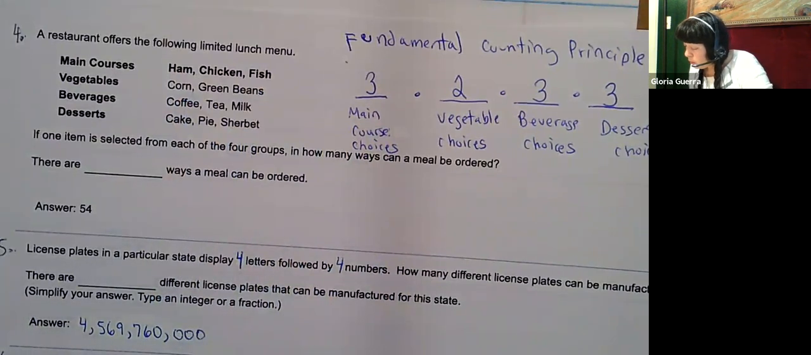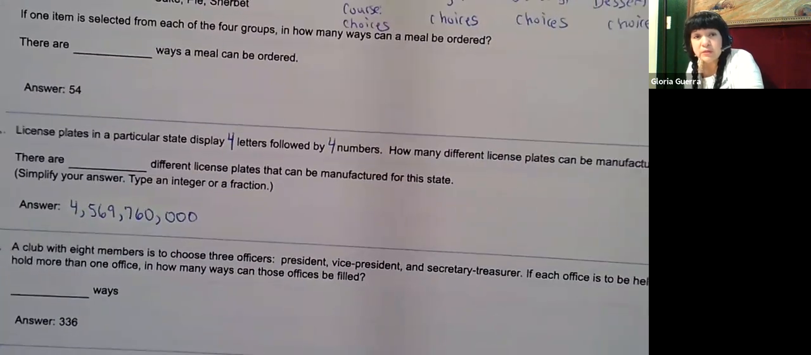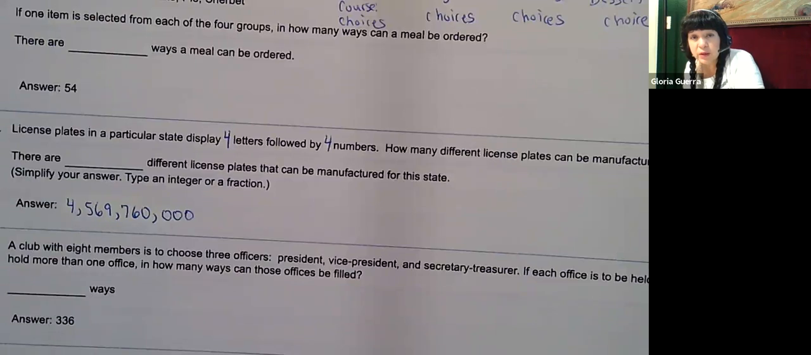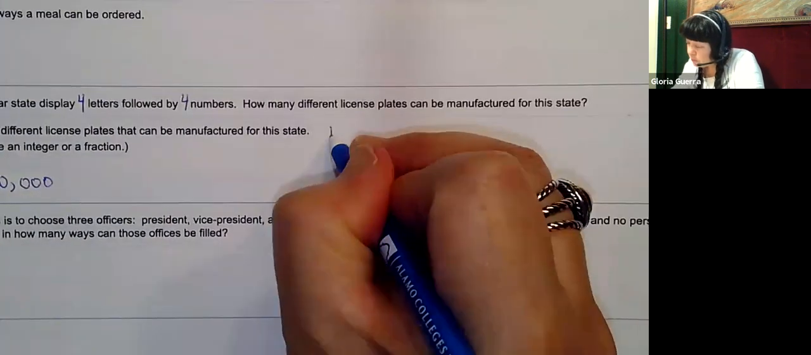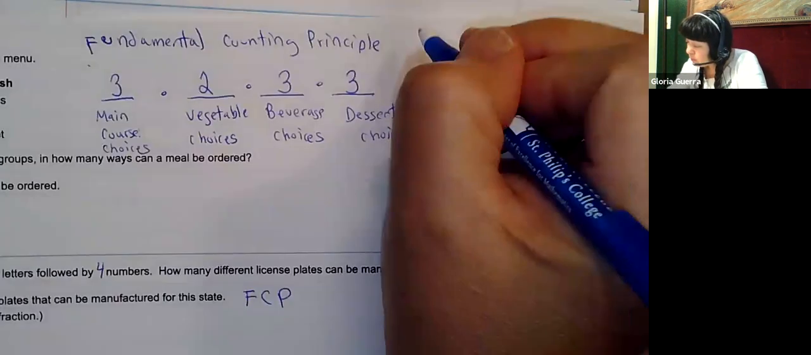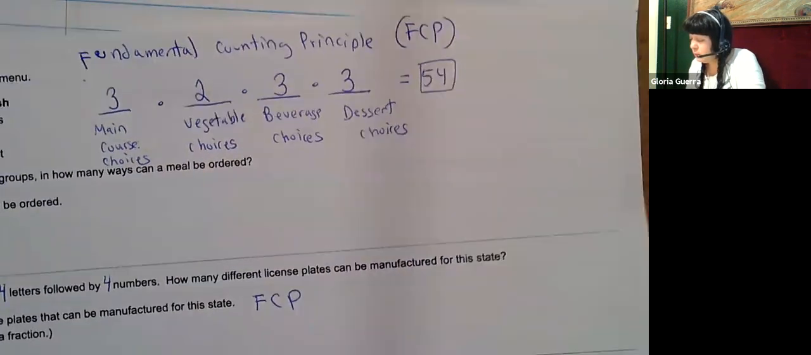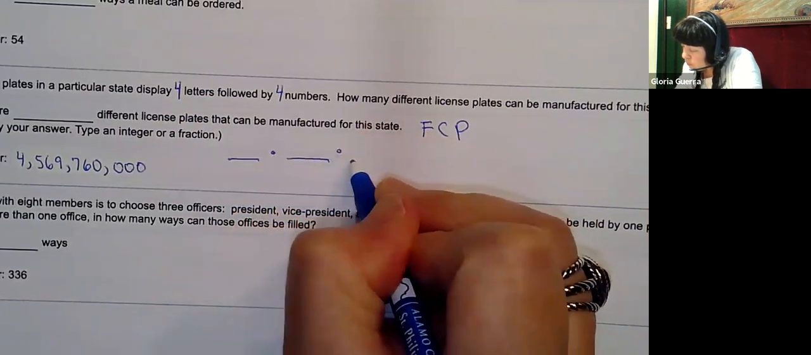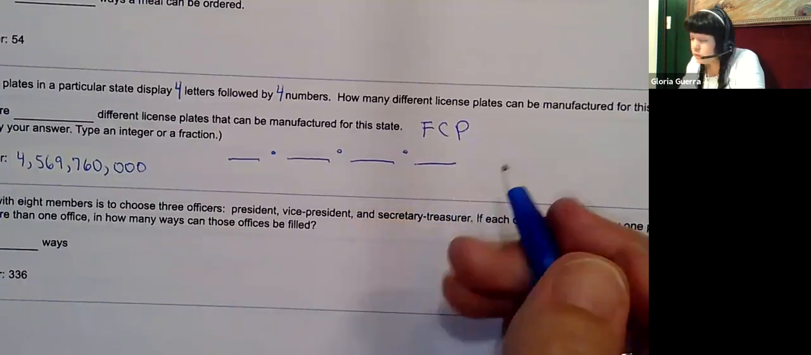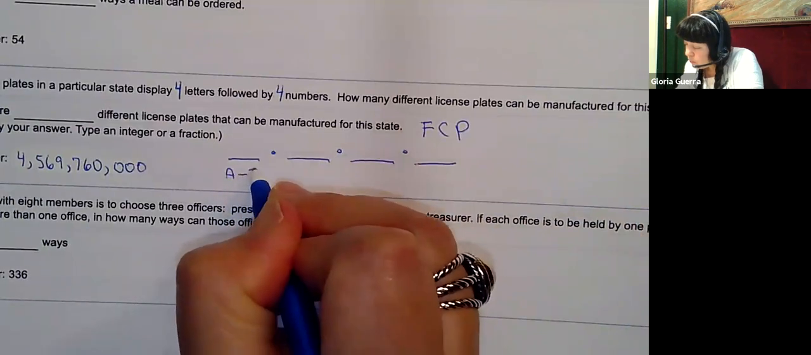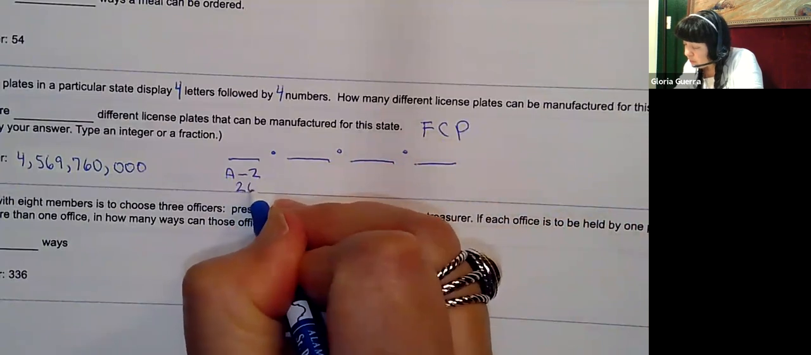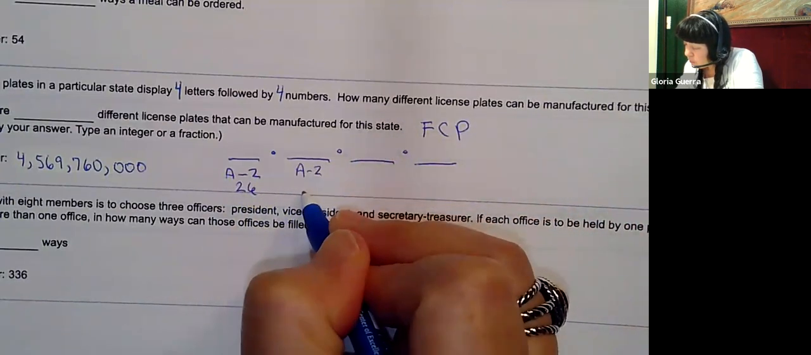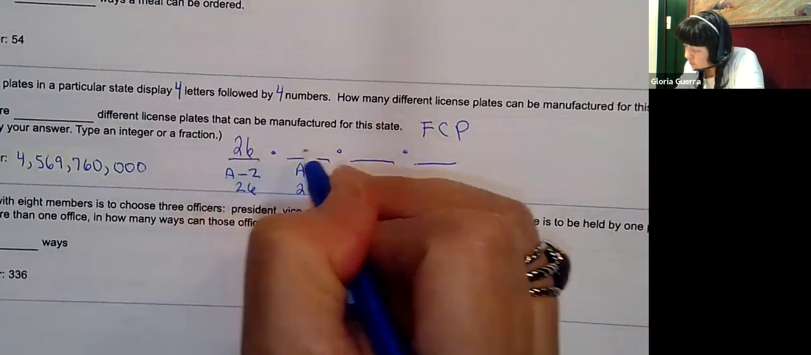All right. Okay, and then number 5, license plates in a particular state display 4 letters followed by 4 numbers. Okay, how many different license plates can be manufactured for this state? Okay, so this is another idea of the fundamental counting principle. I'll put FCP here, another idea for that. And so again, I'm going to put 4 letters. Okay, and the letters of the alphabet are A through Z, and there are 26 letters of the alphabet. So these are A through Z. So yeah, so this actually 26 goes here.